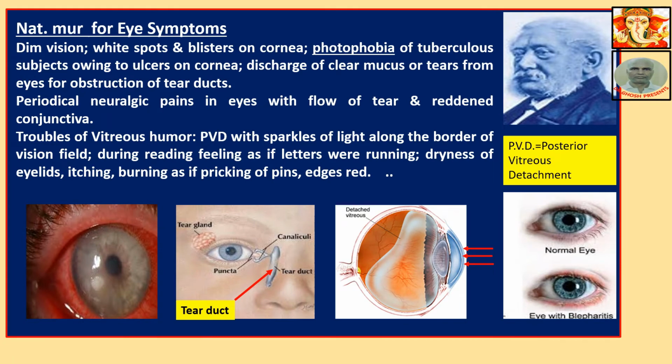Natrum Mur for eye symptoms: dim vision, white spots and blisters on the cornea. Photophobia of tubercular subject owing to ulcers on cornea. Discharge of clear mucus or tears from eyes for obstruction of tear ducts.